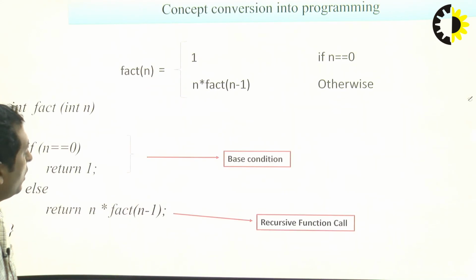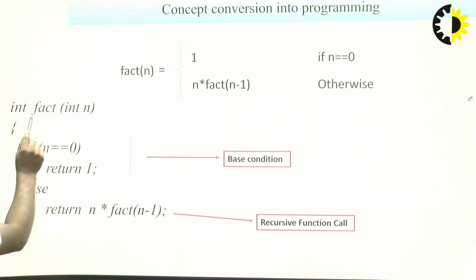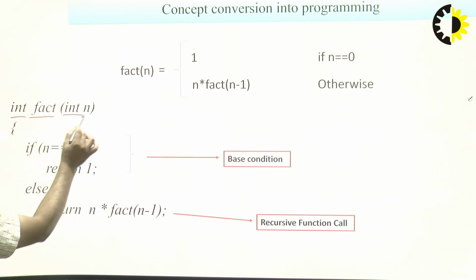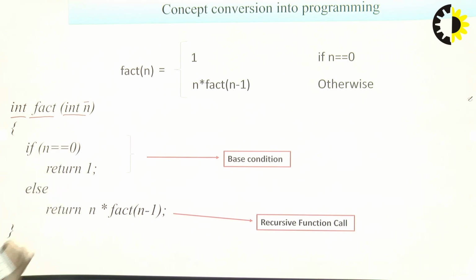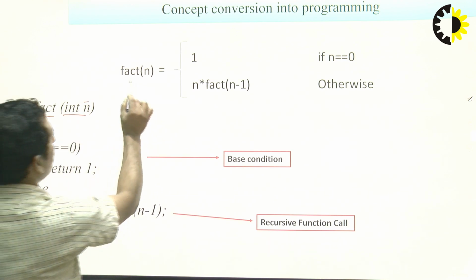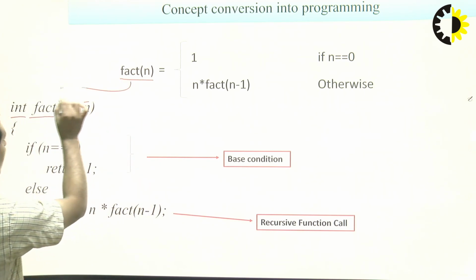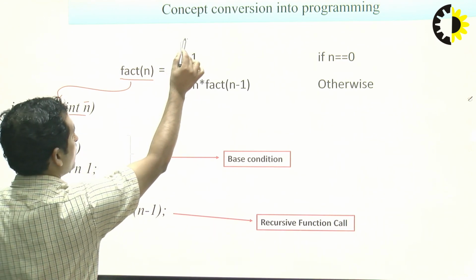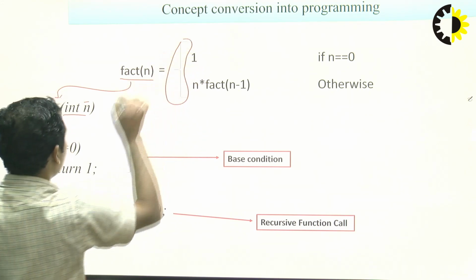Now, code conversion. Define the function with return type int and the name fact. When we calculate the factorial, it gives an integer value. So, this is the return type, and this is the parameter, where n is the variable receiving the value. Now we write the function body.